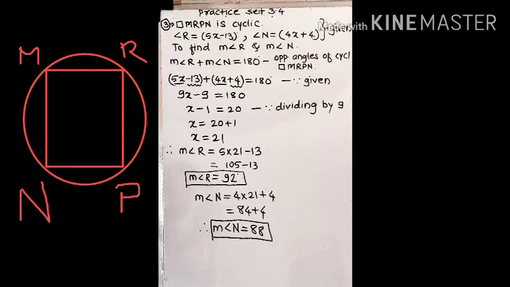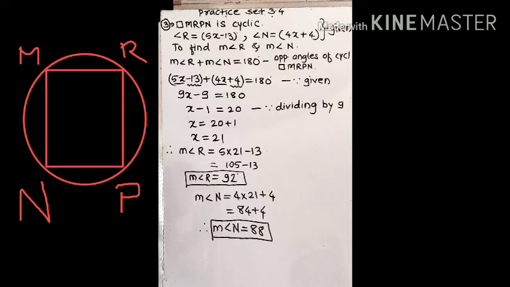We have to find out measure of angle R and measure of angle N. So, angle R is equal to 5x minus 13. Instead of x, we are writing now 21. 5 into 21 minus 13. 105 minus 13, that becomes 92. Measure of angle R is 92 degrees. Measure of angle N given is 4x plus 4. 4 into x. x is 21. 4 into 21 plus 4. 4 into 21, that is 84, plus 4, that is 88. So the measure of angle N is equal to 88.